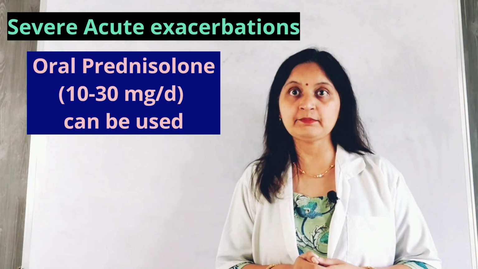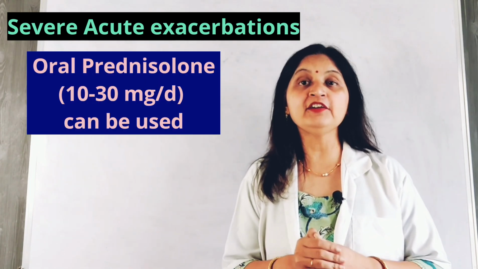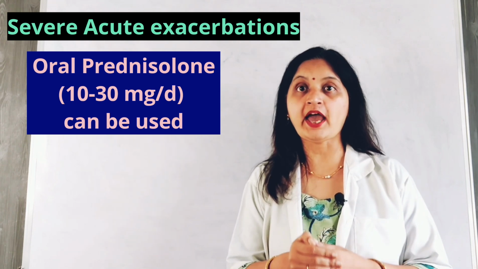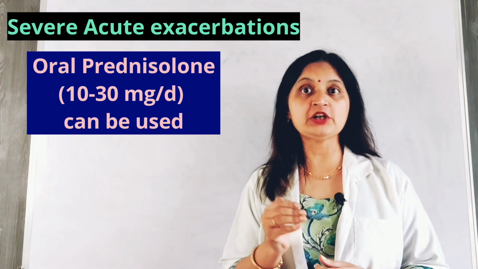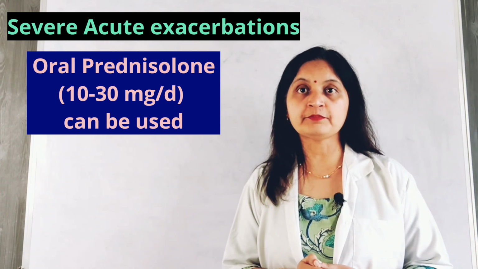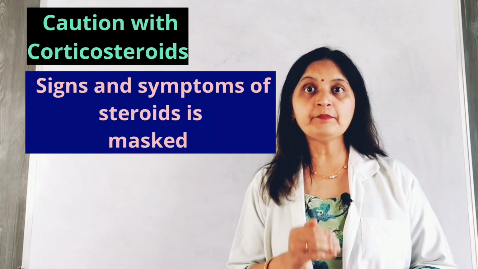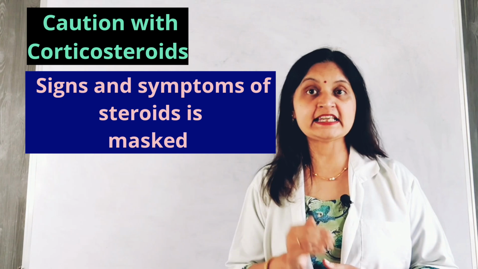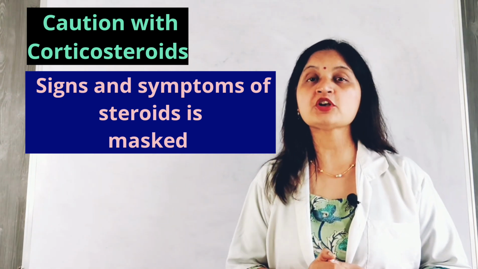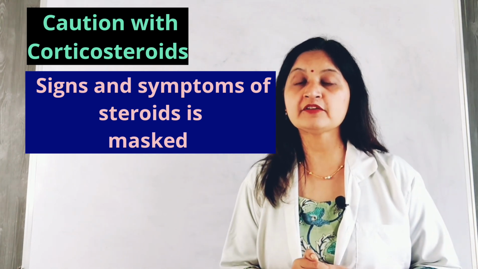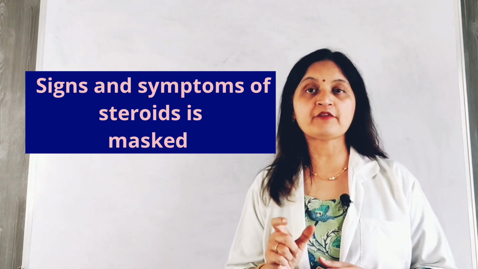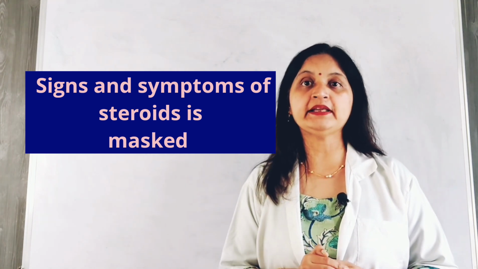In severe acute exacerbations, oral prednisolone 10 to 30 mg per day can be used. And in severely ill patients with fever, anemia, anorexia, and nutritional impairment, large doses of oral prednisolone, that is 40 to 60 mg per day, can be used. However, it is to be kept in mind that despite the use of corticosteroids, complications of ulcerative colitis and Crohn's disease may occur. One of the dangers of corticosteroids is that they may mask the signs and symptoms of these complications such as intestinal perforation and peritonitis, and this can be dangerous.